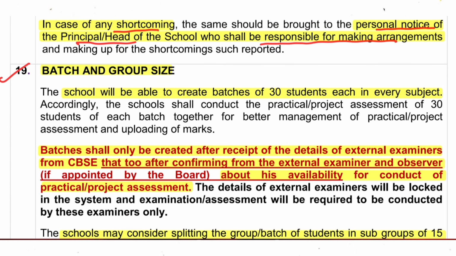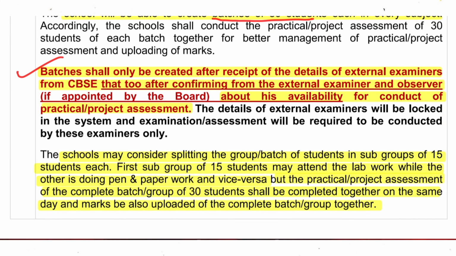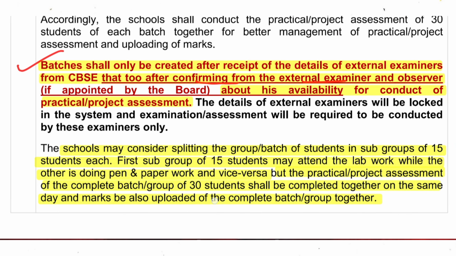Next, you need to divide your whole student strength into different batches, and one batch should have 30 students, not more than that. Imagine in your school 40 students are there, then you need to create two batches, batch 1 and batch 2. Batch 1 should have 30 students and the remaining 10 students should be in batch 2. You cannot do it like this, 20 in batch 1 and 20 in batch 2. No. Every batch should have 30. Only the last batch can have less than 30 students. And you should create the batch division only after confirming with the external examiner.